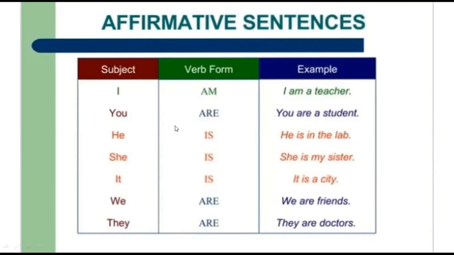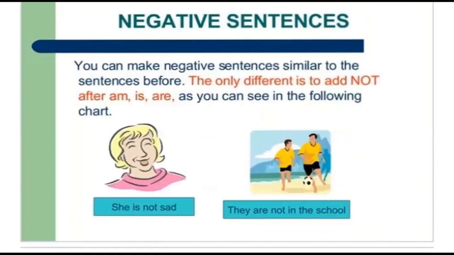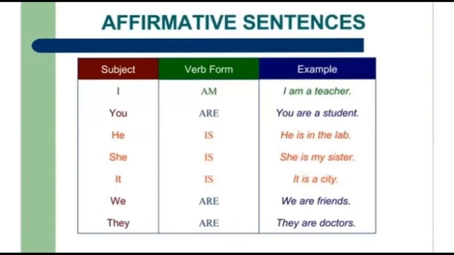Here, as I mentioned, you is used as plural as well as singular, and are is used with you, whether it's singular or plural. Here are some examples: I am a teacher, you are a student, he is in the lab, she is my sister, it is a city, we are friends, they are doctors. So here the subject and the verb form both are used.